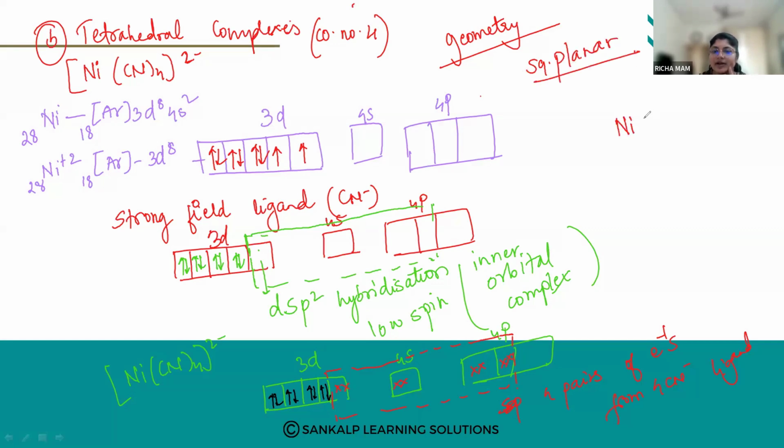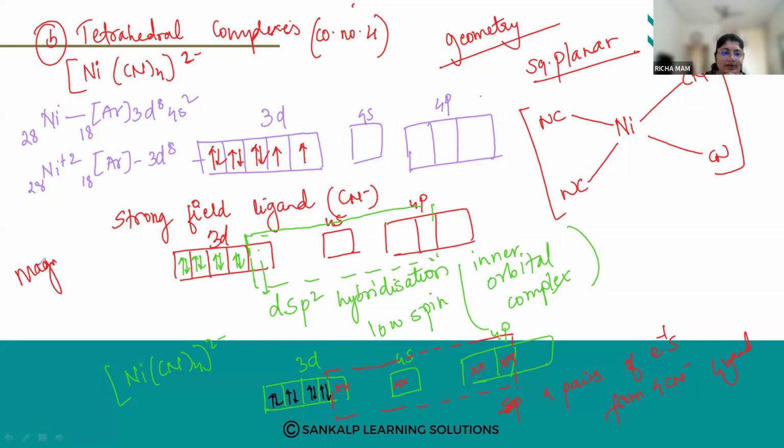So square planar, nickel will be at the center, and the four cyanides at the four corners of the square. So this is your square planar complex. Can you tell me the magnetic behavior, the magnetic property, by seeing this? Are the electrons unpaired or paired? Yes, it is diamagnetic. Very good.